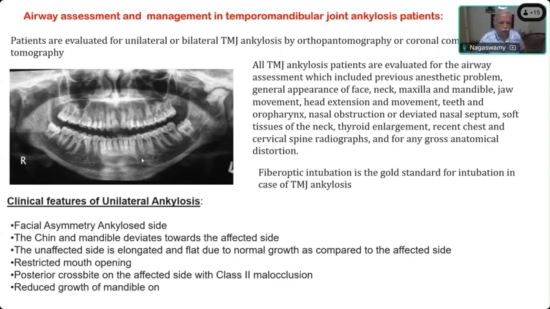So the whole mandible will be moving towards this side, because this is a normal jaw, normal mandible, so the length will be normal. This side will be contracted, and so it will move towards the affected side. And the unaffected side is elongated and flat due to normal growth. Restricted mouth opening will be there. Posterior crossbite of the affected side with class 2 malocclusion and reduced growth of the mandible on the side of the disease.